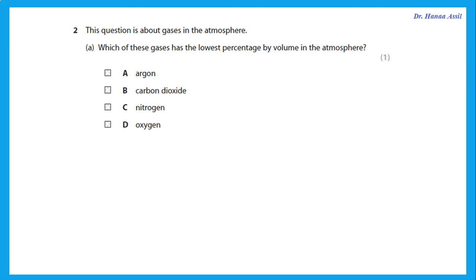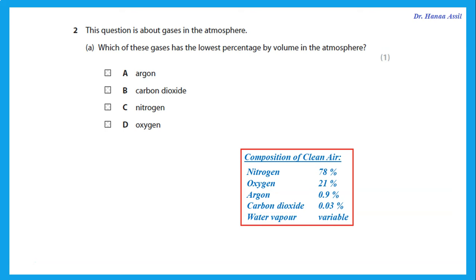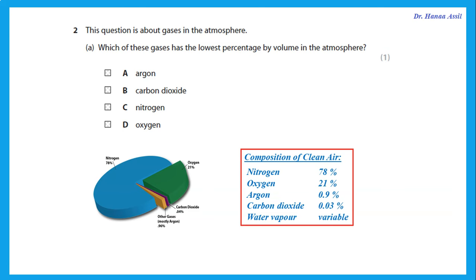This question is about gases in the atmosphere. Which of these gases has the lowest percentage by volume in the atmosphere? What is the composition of air? You should know that nitrogen is 78%, oxygen is 21%, argon is 0.9%, but the one with the lowest percentage is carbon dioxide. It's only about 0.03 or 0.04%.